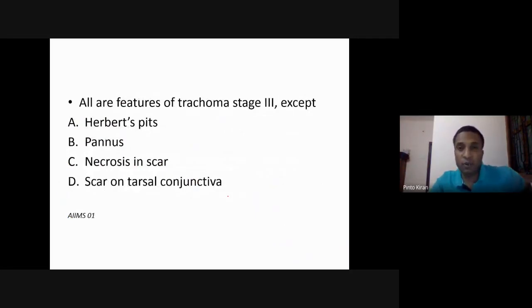All are features of trachoma stage 3 except: Herbert's pits, pannus, necrosis in the scar in the tarsal conjunctiva. What is the answer? There is no necrosis, isn't it?